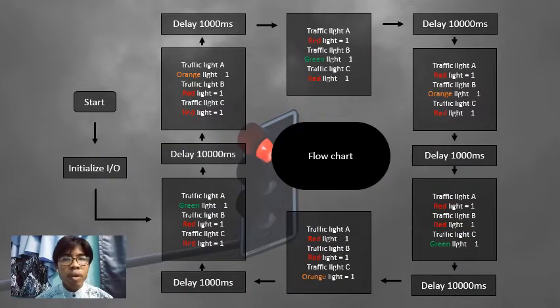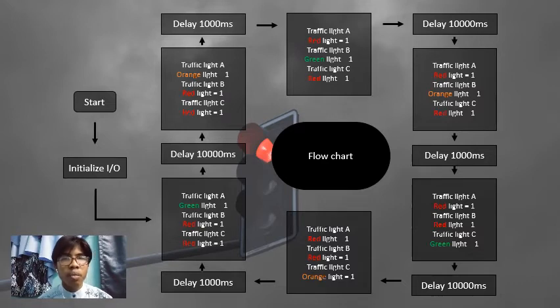This is the flowchart program for our project. Our program will have 6 sequences, and every sequence will have a 1000 millisecond delay for every sequence transition, and this sequence will act as a loop. First we initialize the input and output for our PIC F877A microcontroller. For the first sequence, for traffic light A only the green light will be high, and for traffic light B and C only the red light will be high.